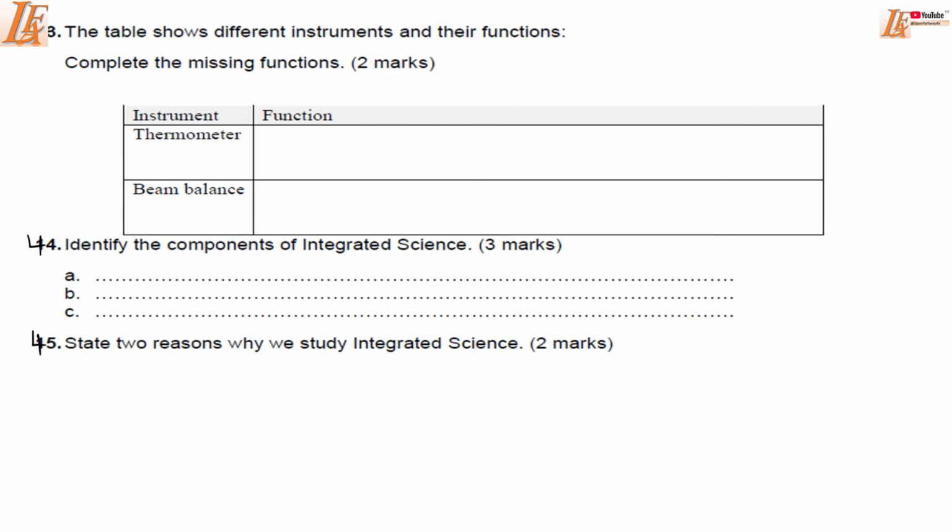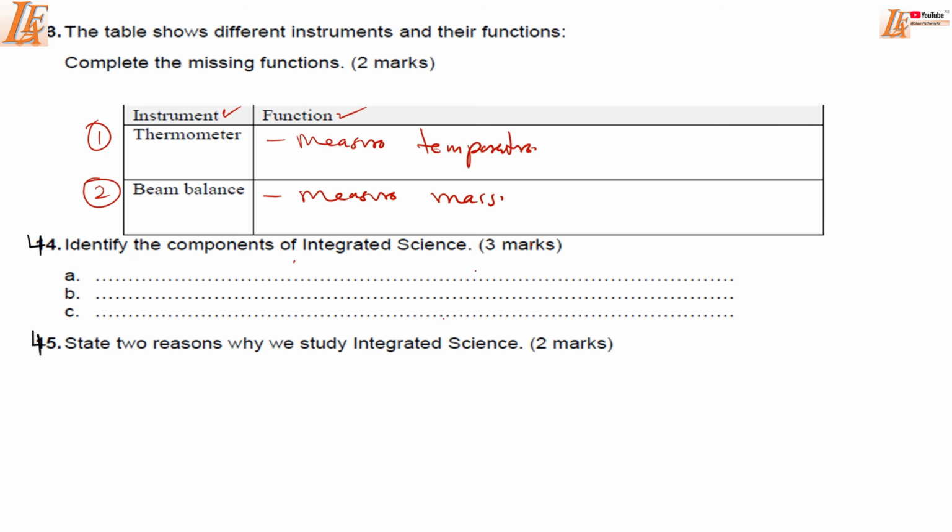Question 43. The table below shows different instruments and their functions. Then complete the missing functions. So in this case, we have an instrument and its functions. The first one is a thermometer, and then the second one is a beam balance. So for a thermometer, its function is to measure temperature. Then the second one is a beam balance. Its function is to measure mass.